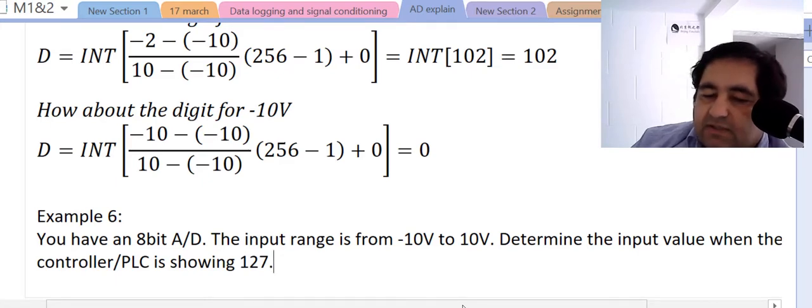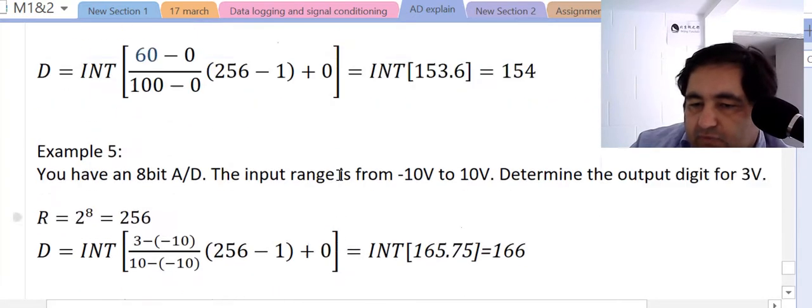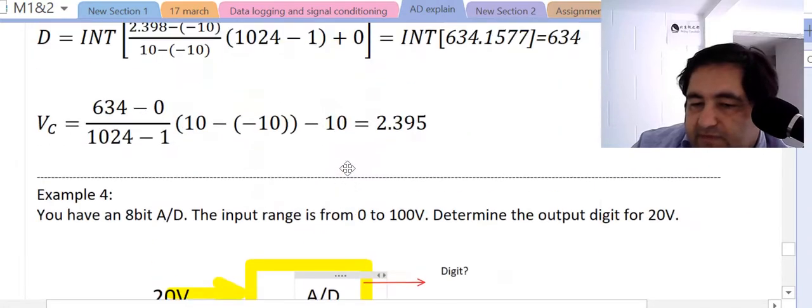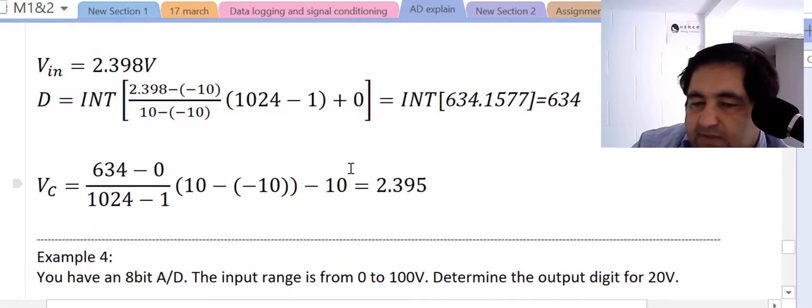So we have 127. Okay. Now, question, how much is this 127? How many volts is this 127? Again, we can look at the formula that we have, all of them, and see which one is actually useful to us.